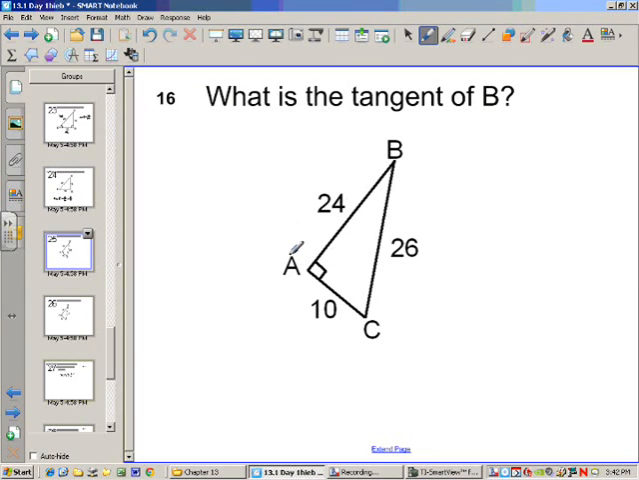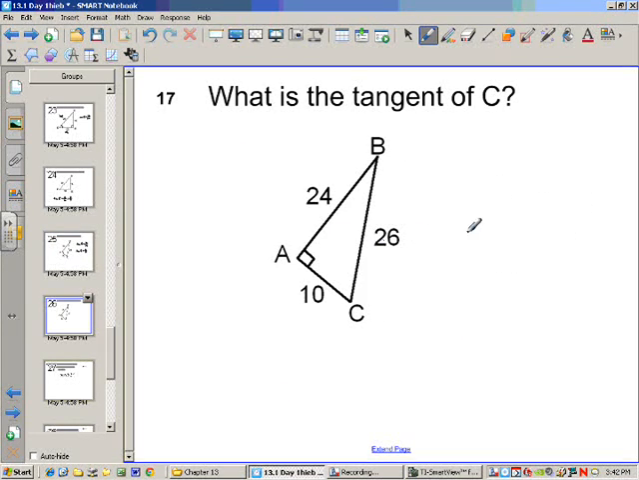Do the same here. Pause this and see how well you do. Find the tangent of angle B. Alright, hopefully you're done. Tangent of B is going to be opposite, which is 10, over the adjacent, which is 24. So the tangent of angle B will be 5/12. Now find tangent of angle C. Hopefully you're done. That would be opposite, which is 24, over adjacent, which is 10.